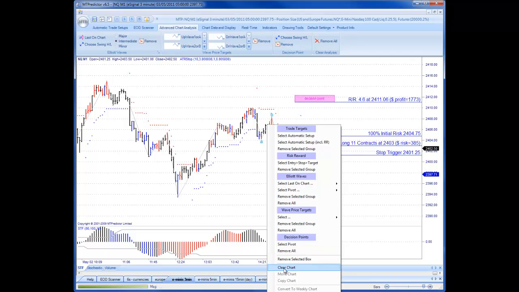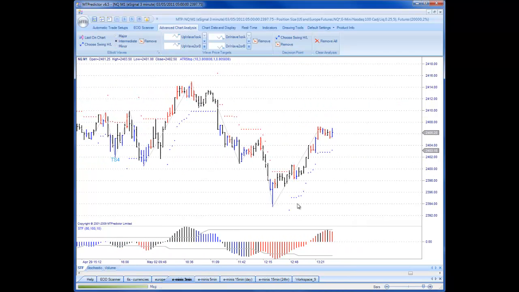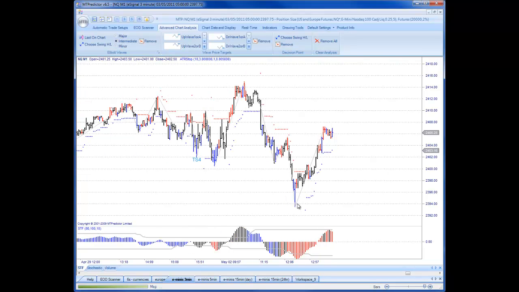But as we're on the NQ, I want to have a look at another trade that more experienced traders could have taken a bit earlier on, and that's to do with this high here.